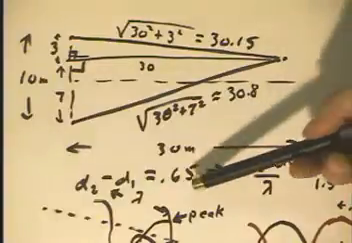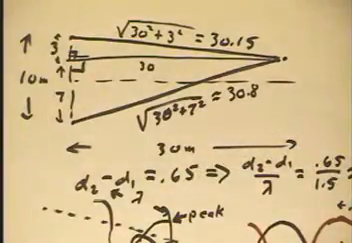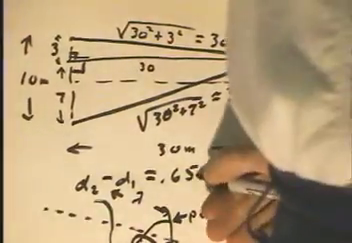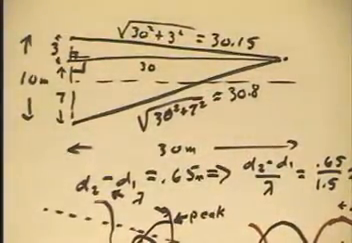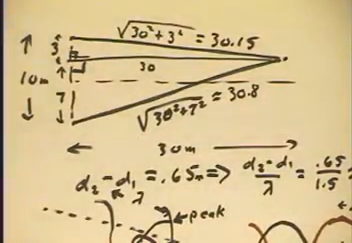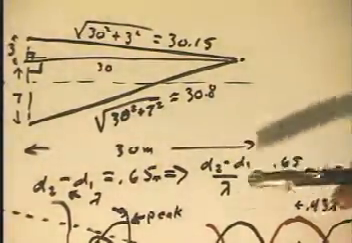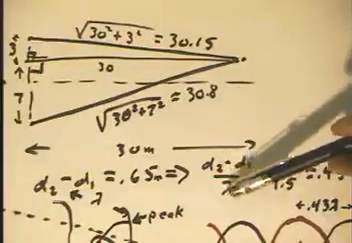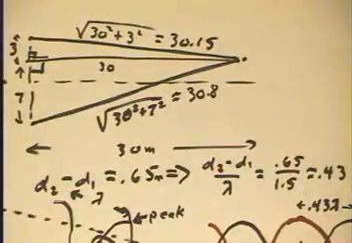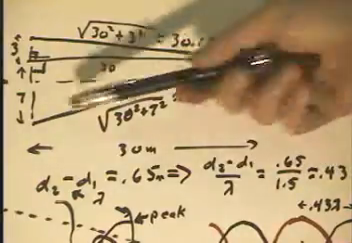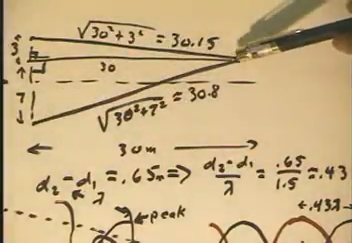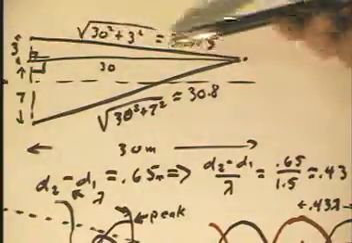Now that's a difference of about 0.65 meters. I really should have my units marked on that. So let's see. Okay, it's 0.65 meters. How many wavelengths is 0.65 meters? Well, we said the wavelength is 1.5 meters, so that path difference over lambda is 0.65 over 1.5 meters, or 0.43. So that the wave traveling this path will be 0.43 of a complete wave behind this one.